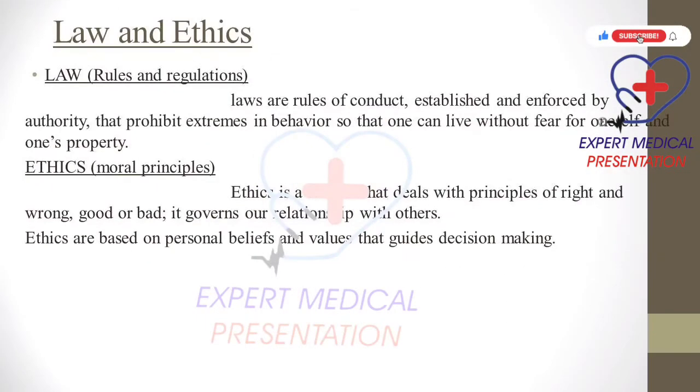Law and ethics. Law: rules and regulations. Laws are rules of conduct, established and enforced by authority, that prohibit extremes in behavior so that one can live without fear for oneself and one's property. Ethics: moral principles. Ethics is a science that deals with principles of right and wrong, good or bad. It governs our relationship with others. Ethics are based on personal beliefs and values that guide decision-making.